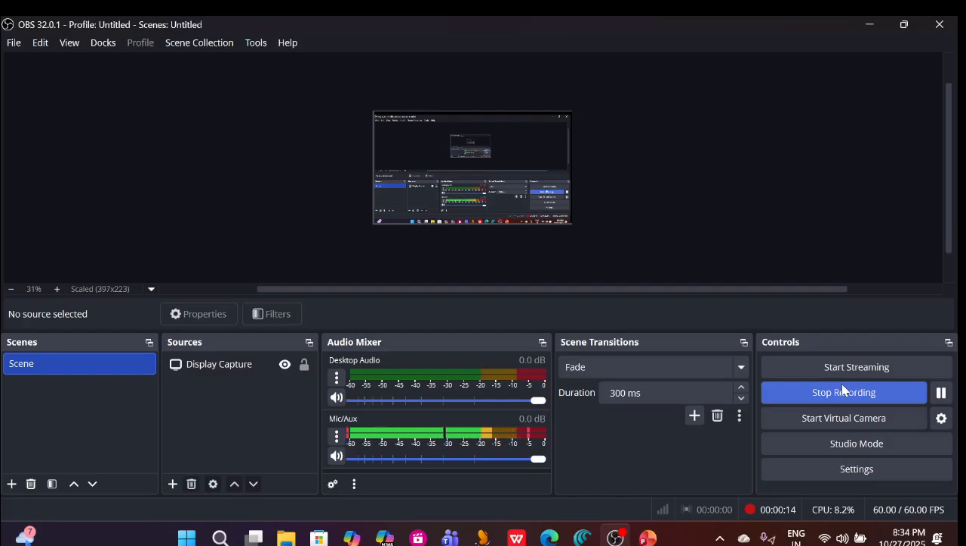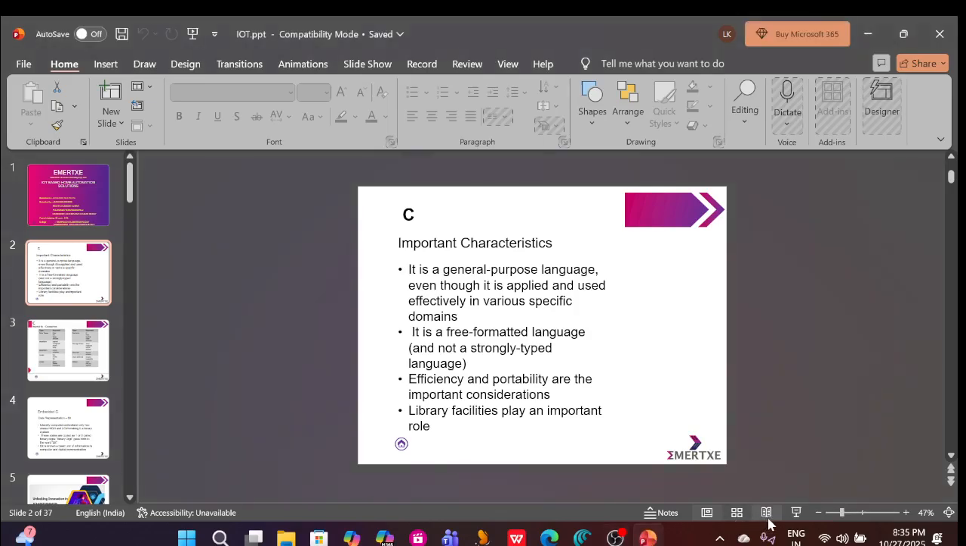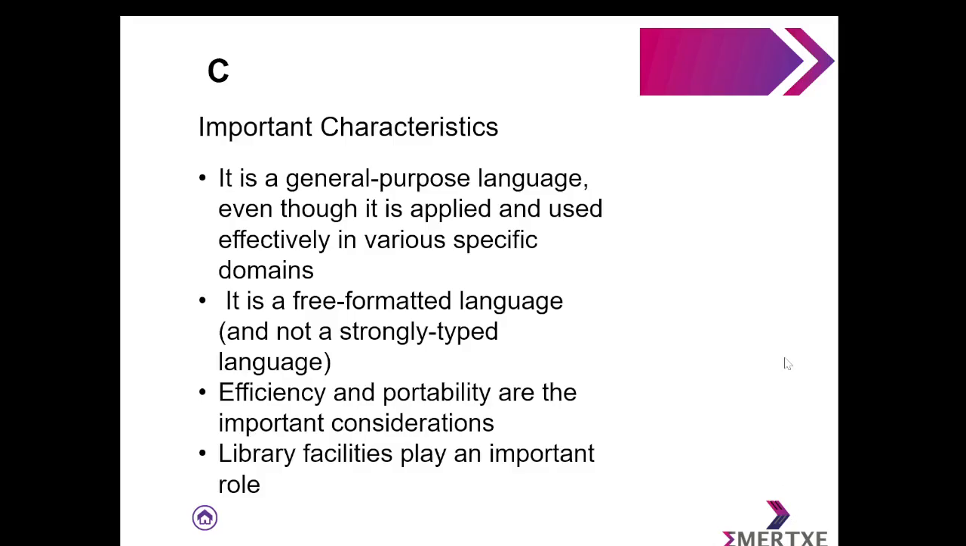Today my topic is about the importance of C. C is a general purpose language, even though it is applied and used effectively in various specific domains. C is a free formatted language. Efficiency and portability are the important considerations. Library facilities play an important role.